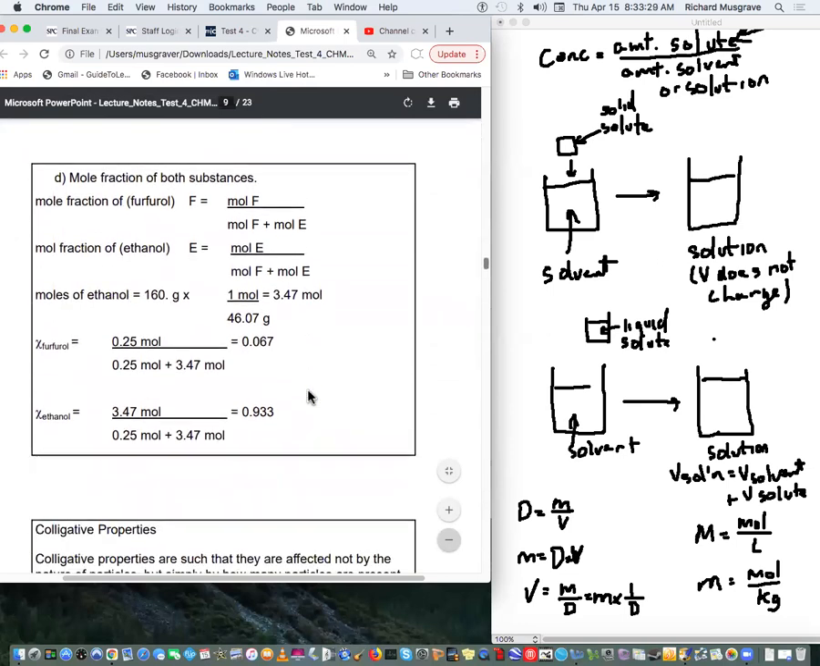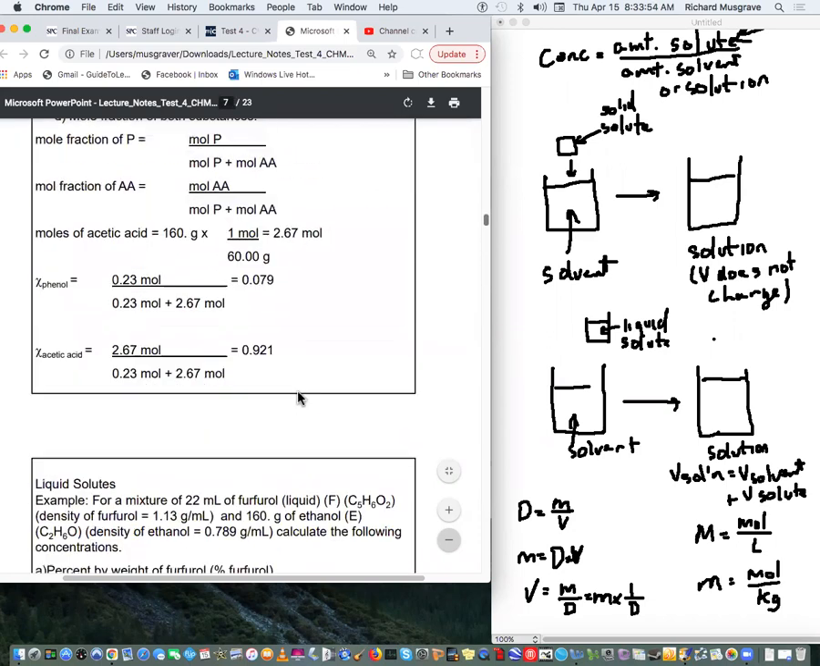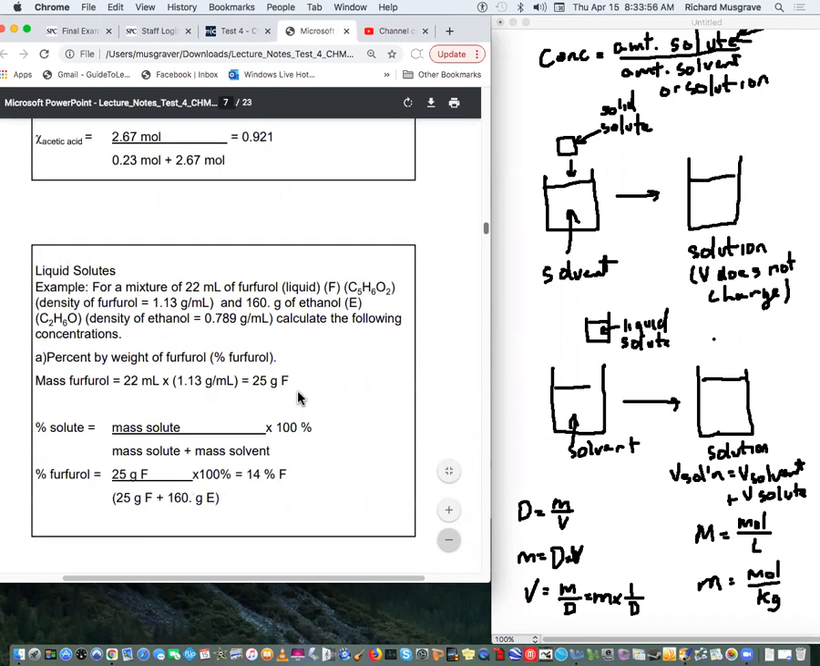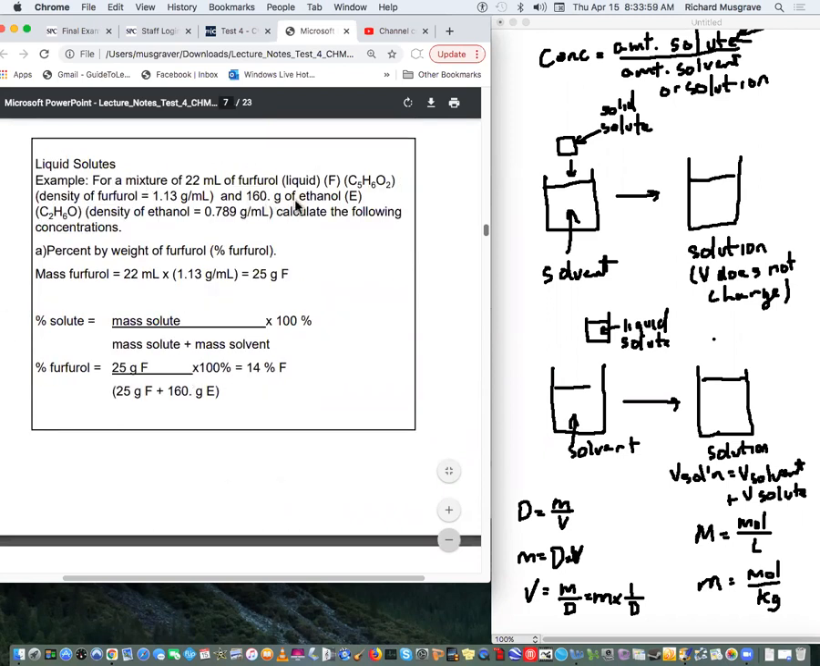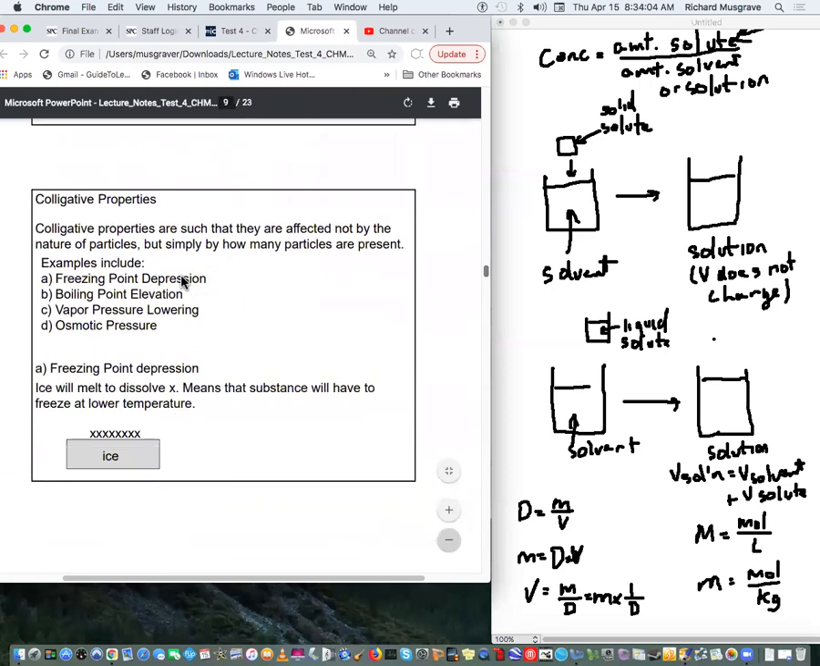Mole fraction, the same deal as what we had before. So we need to find the moles of furfural, which we already had. It was 0.25 moles. We got that from part B. We do need the moles of the ethanol as well. We get that by taking the mass and dividing by the molecular weight, because we do have the molecular formula. This is back in the problem over here. We have the mass and the molecular formula, so we can find the moles of the ethanol as well.